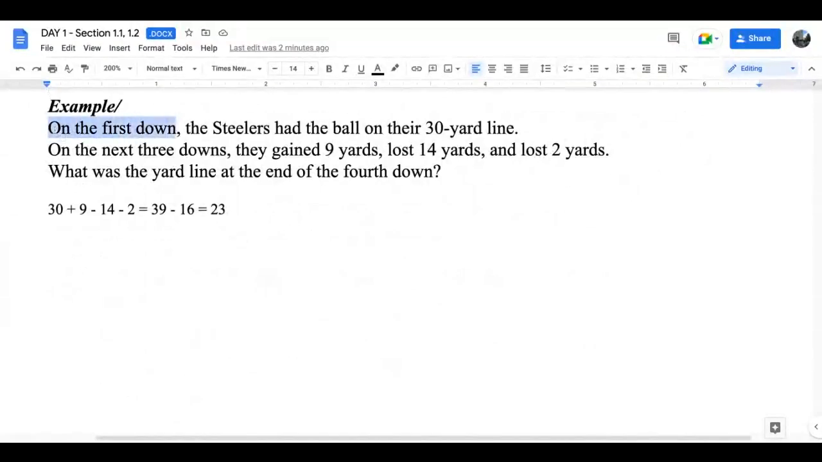On the first down, the Steelers had the ball on the 30-yard line. On the next 3 downs, they gained 9 yards, lost 14, and lost 2 yards again. Lost means subtract, gain means add. So we have 30 plus 9 minus 14 minus 2. 30 plus 9 is 39. Negative 14 minus 2 is negative 16. So subtracting, we get 23.